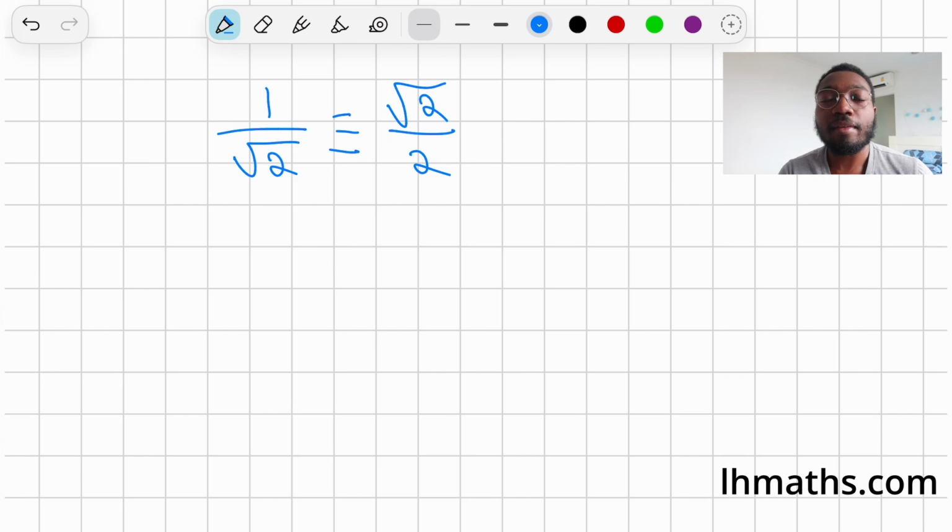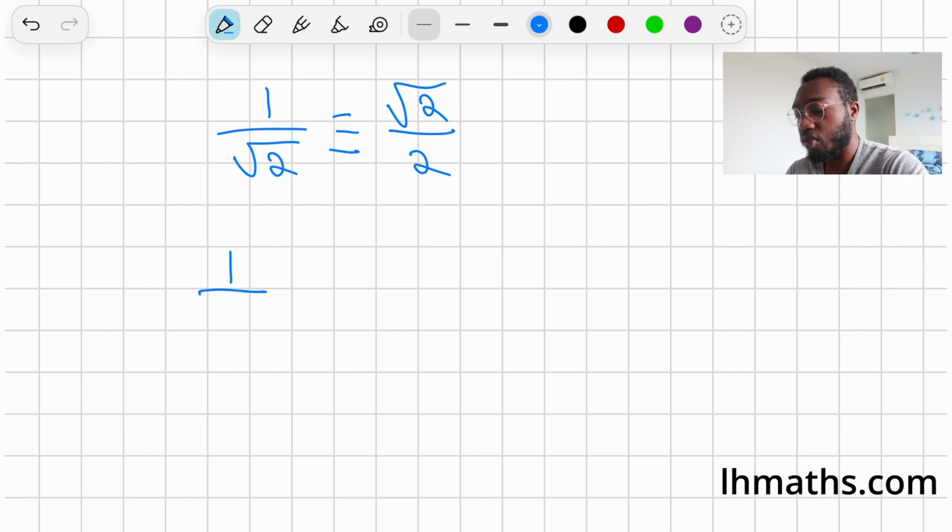Now why does it do that? It does that because we want to make it a rational number. When we have something like this, where the denominator is a square root, it's not in its best form. It can be a bit difficult to work out its actual value. So what a calculator does is it writes it as a rational number. But how do we get from 1 over root 2 to root 2 over 2? Well, that is where rationalizing the denominator comes into play.